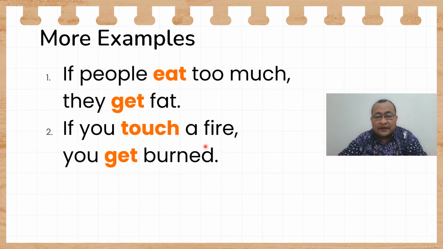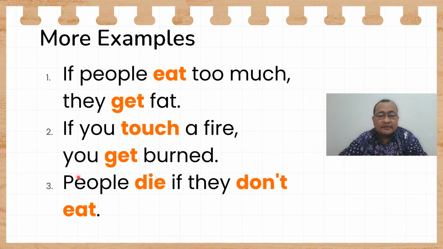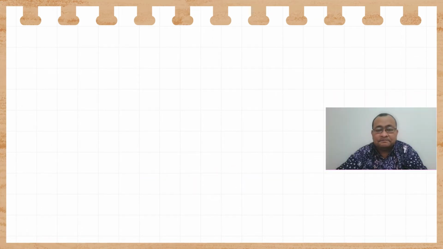If you touch a fire, you get burned. Anytime you touch a fire, you get burned. So if you touch, present form, you get burned, also present form. One more example. People die if they don't eat. So this is a general fact, general truth. People die, present form. They don't eat, also present form.